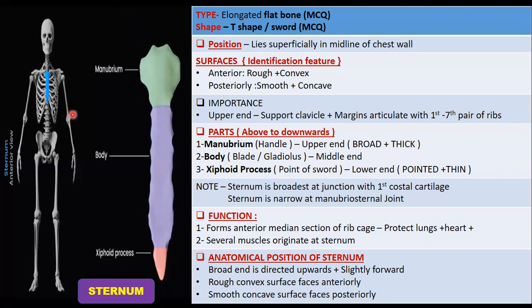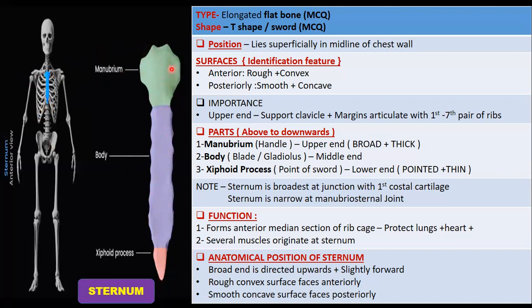And it is broad basically at the junction of the first costal cartilage over here. First costal cartilage, here you can see, and narrow at the manubriosternal part. So these are the basic things which we need to remember. So when we come to the parts, the sternum has three.